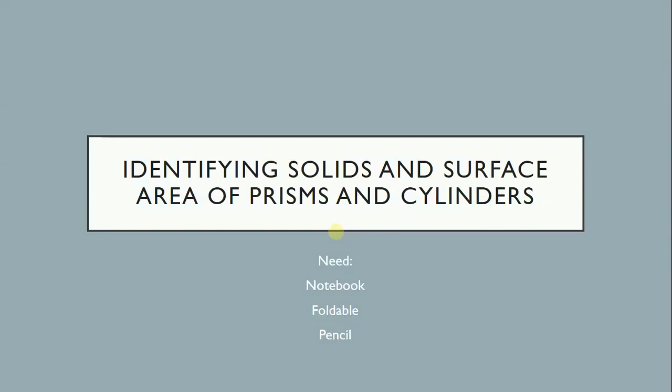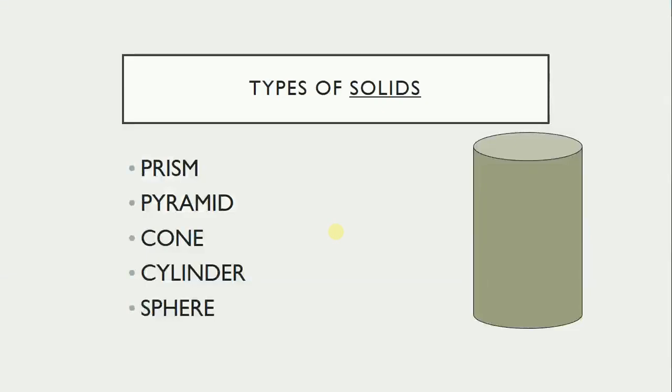So today we're going to talk about identifying solids and surface area of prisms and cylinders. What you're going to want to have on you: your notebook, foldable, that pink one that we made in class, pencil, and then you're also going to want a calculator today just to kind of see where I'm getting the numbers.